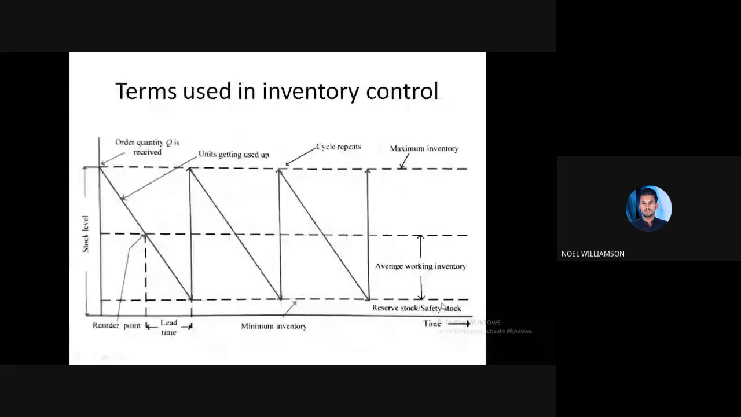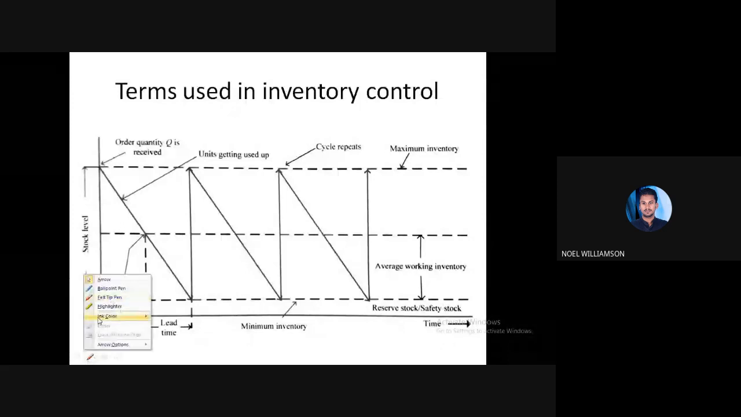Now one more thing: some terms used with inventory control. You can see here. This is the graph, in which the x-axis is the time and the y-axis is the stock level.